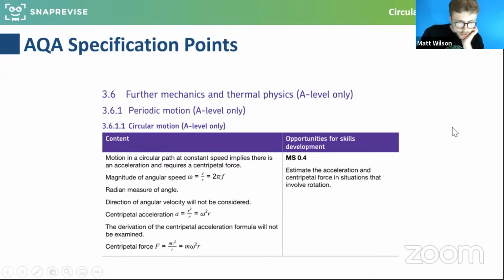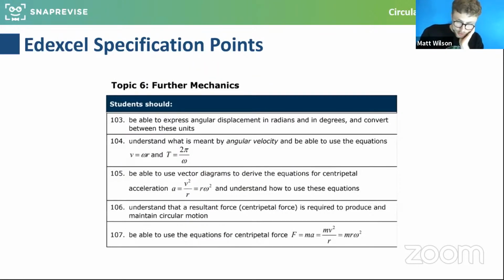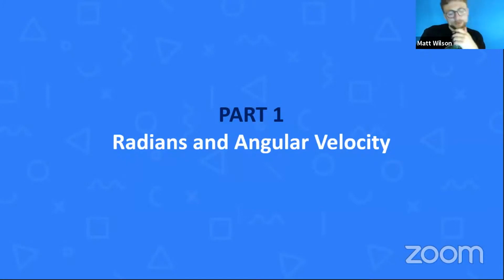Yeah, looks like for AQA, it's A level, so second year. Here it is in OCR. So we're going to be covering all of those formulas today. And same here for Excel. Good. Okay, so let's get this started.